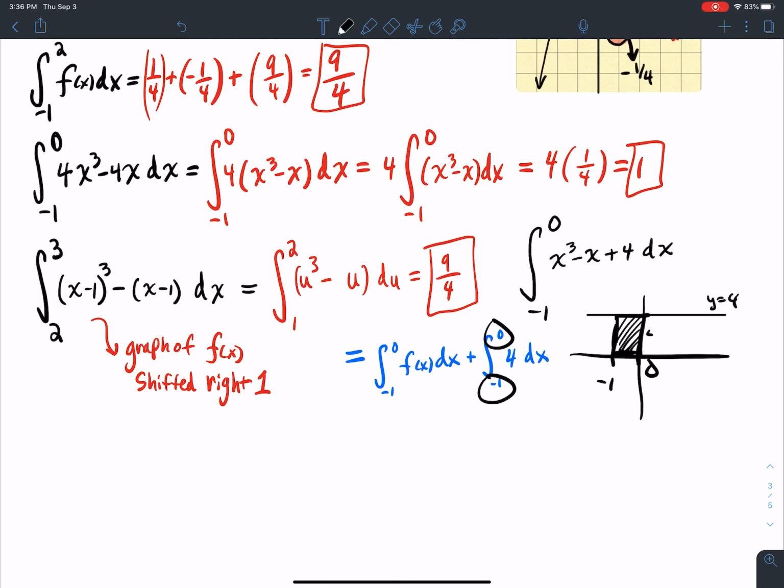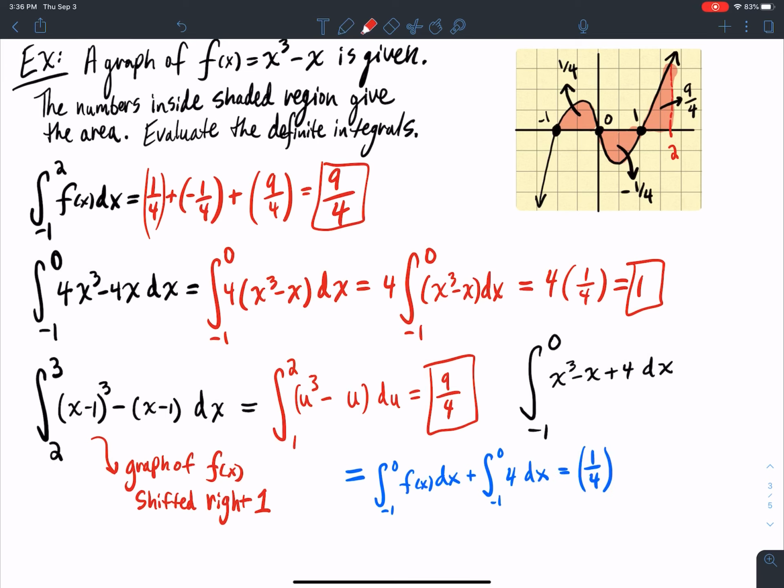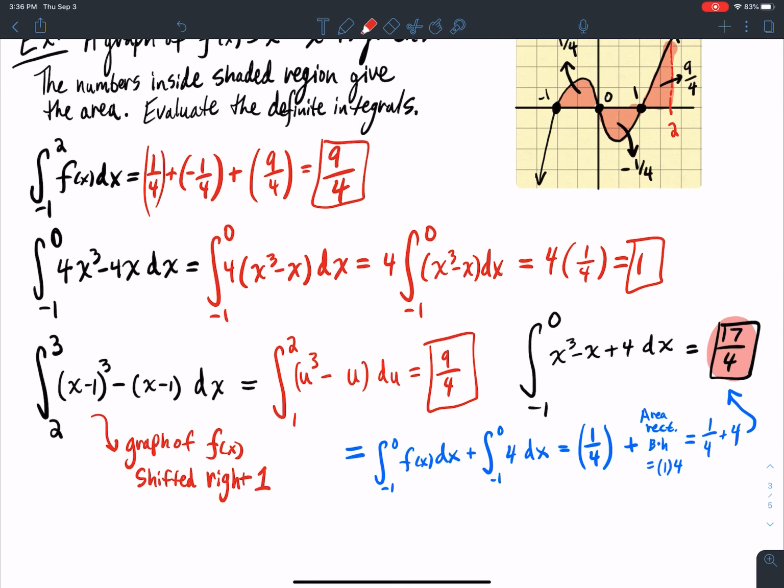All right? So this first part here, -1 to 0, has an area of 1/4. And then the second part here, we found that that area of 4 is a rectangle with base and height of 1 times 4, which gets you 1/4 plus 4. And so when I simplify this, add it together, I get 17 divided by 4 for my final answer there. Okay?